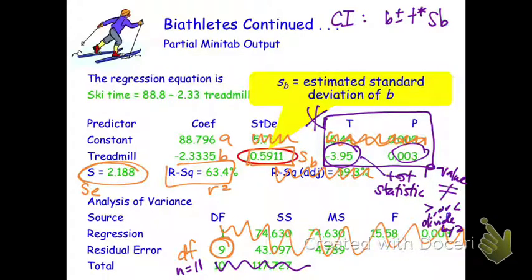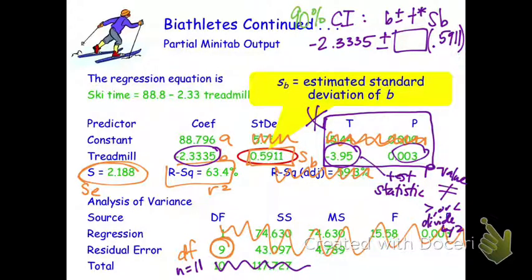And so I would take this number, negative 2.3335, plus or minus t star, which I'm going to figure out in a second, times 0.5911. Wait, is the test statistic... Oh, no, that's not the critical value. So what confidence level do we want to use? 90? So if I did 90, to get my critical value, I would have to do inverse T of 0.95, comma, what for degrees of freedom? 9.